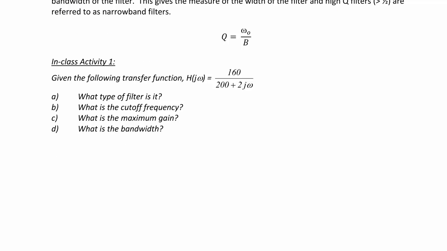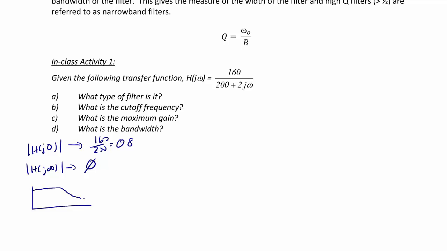To determine the type of filter you have here, you analyze the circuit at two values. First, we find the magnitude at H(j0), and then you find the magnitude at H(j infinity). So H(j0), we get 160 over 200, or 0.8. As omega goes to infinity, we know that we have omega in the denominator, so it goes to 0. So if I make a sketch of what this looks like, it looks like a filter that starts out at 0.8 and dies off to 0. So we know from the shape we have here that this is a low-pass filter.